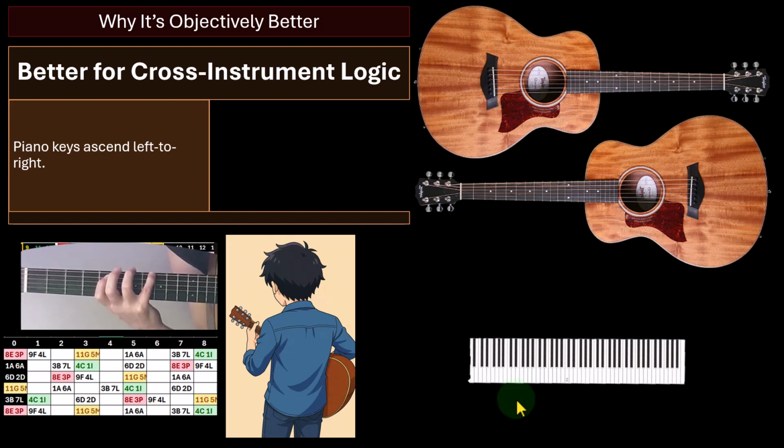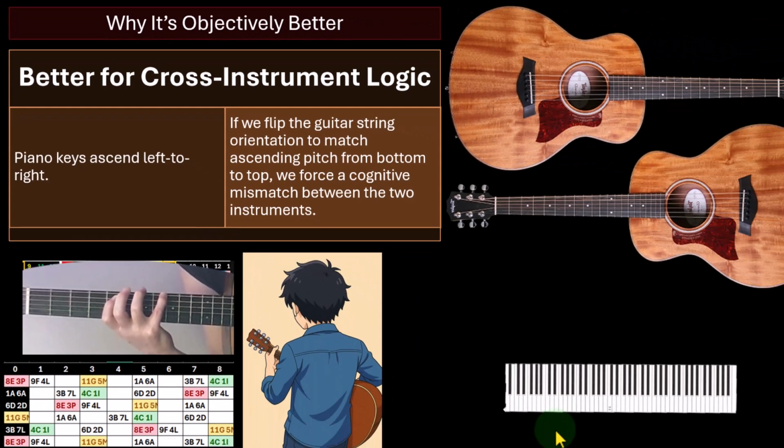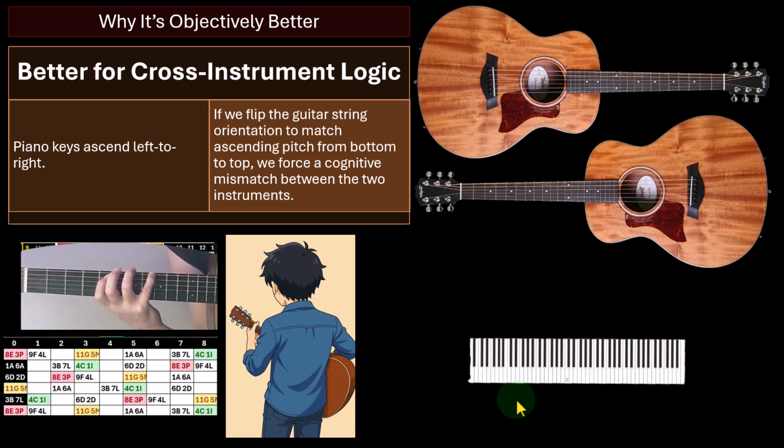We can see it from left to right, and it reads easily. So if we flip the guitar string orientation to match ascending pitch from bottom to top, we force a cognitive mismatch. So again, a lot of people visualize the piano as their starting point for looking at music theory because it gives you the pattern of the whole house and the C major.